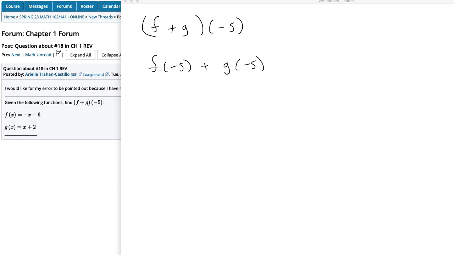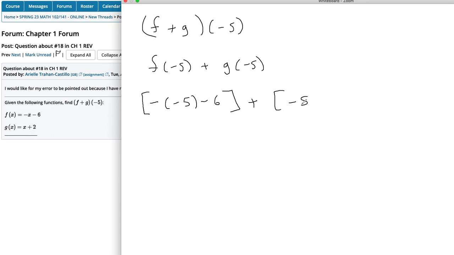So f of -5, so f of x is -x minus 6. That little negative in front often gets people as well. Oops, I'm on the eraser. Let me get to draw. There we go. So negative of -5. And I'm just going to throw brackets around this for the moment just to show which piece was f and which piece was g, minus 6. So there I am doing f of -5, and I'm going to add to that g of -5.